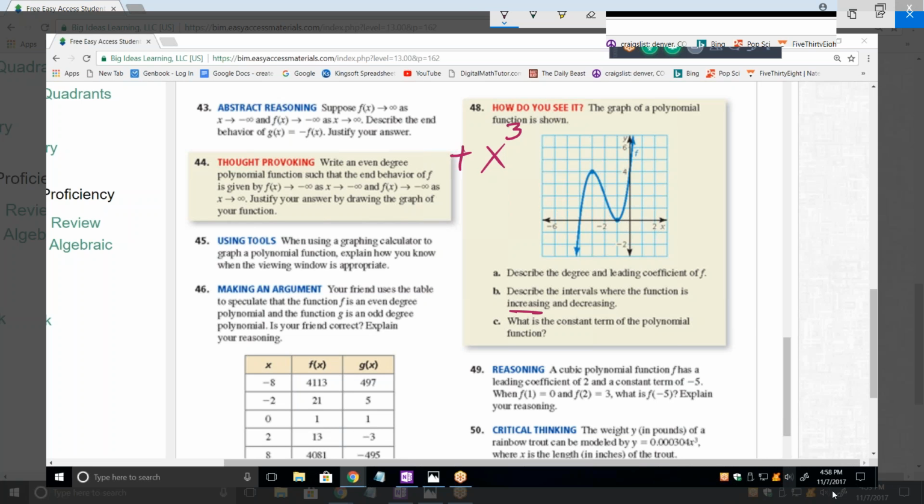Then from negative 3. Oh, wait, no, that's decreasing. Negative 1 up to infinity. Not up to, over to. In other words, you're not going up. You're going this direction when you're listing that interval. All right, so over to infinity. You're correct. It's minus 1 to infinity. And where is it decreasing?